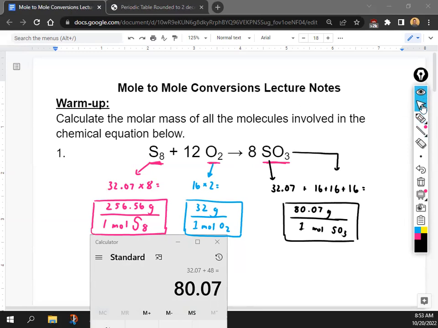Alrighty, so those are the molar masses. Any questions on that? You guys chilling? Molar mass easy now? Yeah. Easy peasy? All right. I hope so, because I don't want to see any of you guys next year.